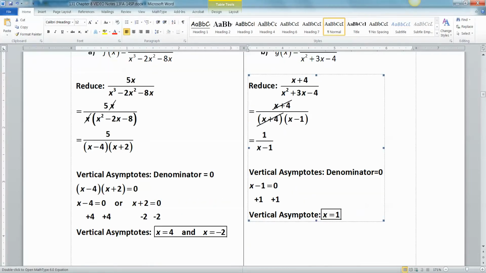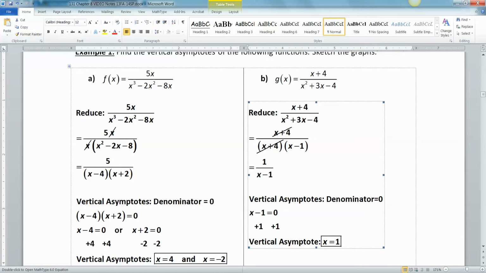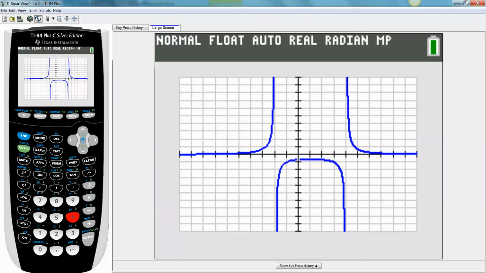All right, so now I have my vertical asymptote, and I'm going to use that to help me graph this problem. So I'm going to graph, and I have a choice. I can either graph x plus 4 over x squared plus 3x minus 4, or I can graph 1 over x minus 1. For our purposes in this course, it's not going to matter too much. So let's go to the calculator.